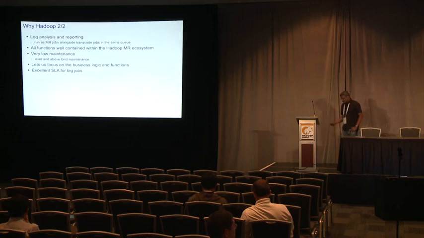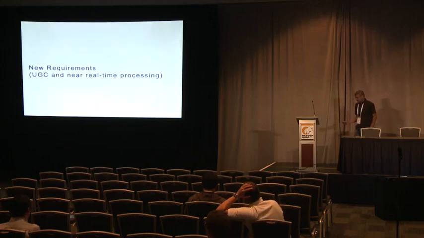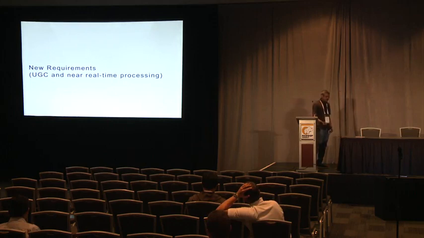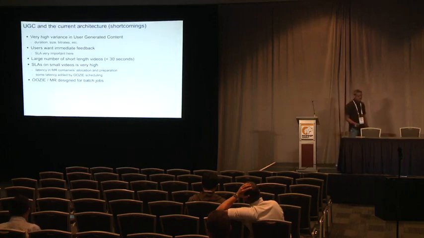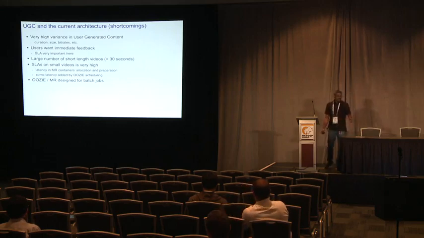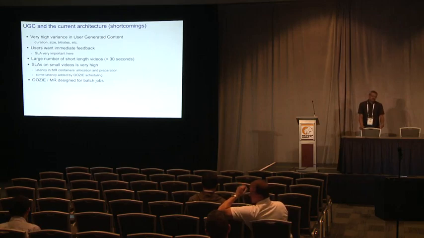And this is fairly good for big jobs, wherein if there's a transcode for a couple of hours, this is fairly good. So now we have new requirements where there's UGC coming in. And UGC has extremely high variance: bit rates, sizes, durations, and people would actually want to see the video surface.